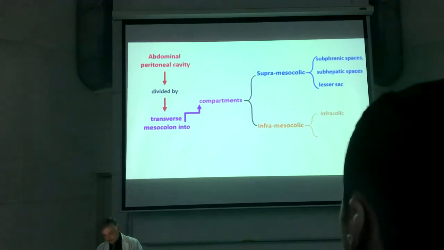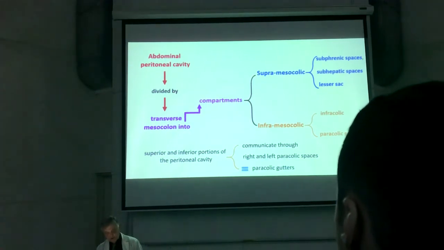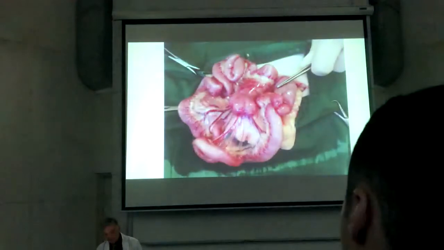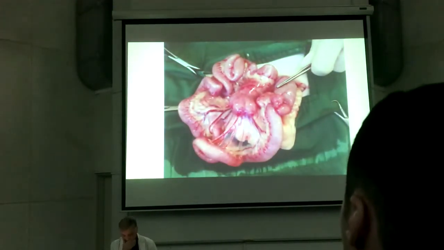Okay, I have to repeat it so that you get it very well. Superior and inferior portions of the peritoneal cavity communicate through the right and left paracolic gutters. Okay, these gutters connect supracolic and infracolic. So that's the story of the first compartments.